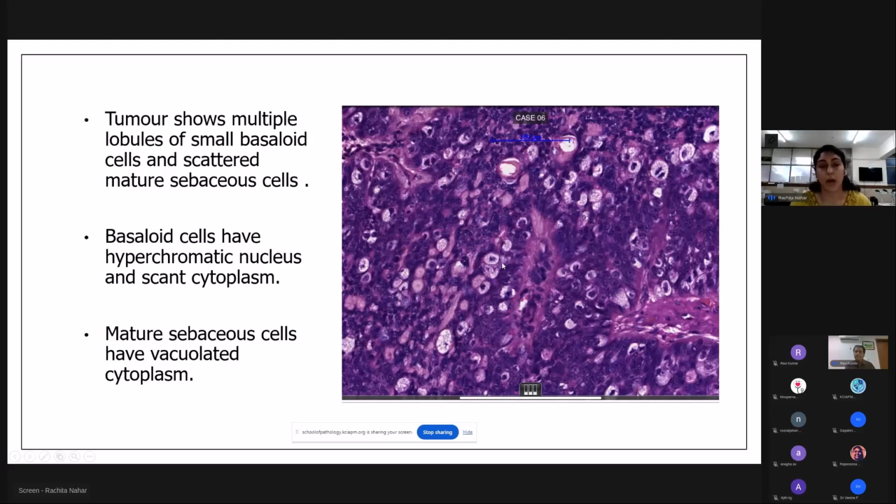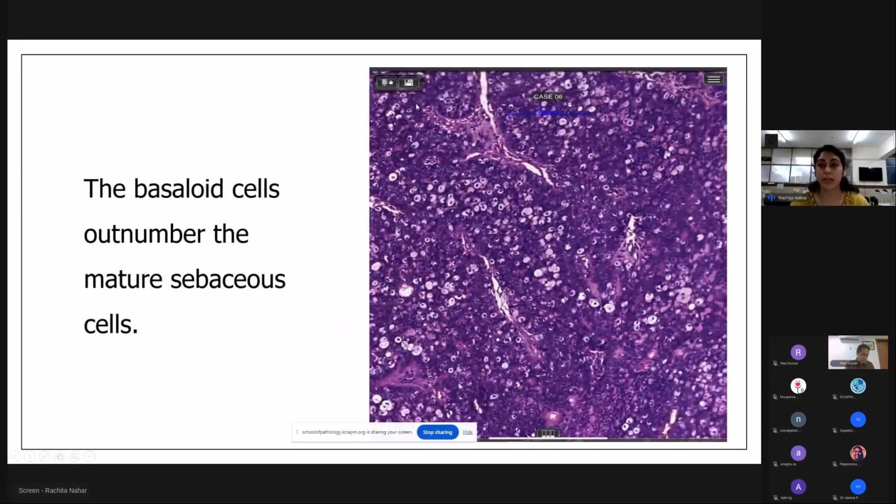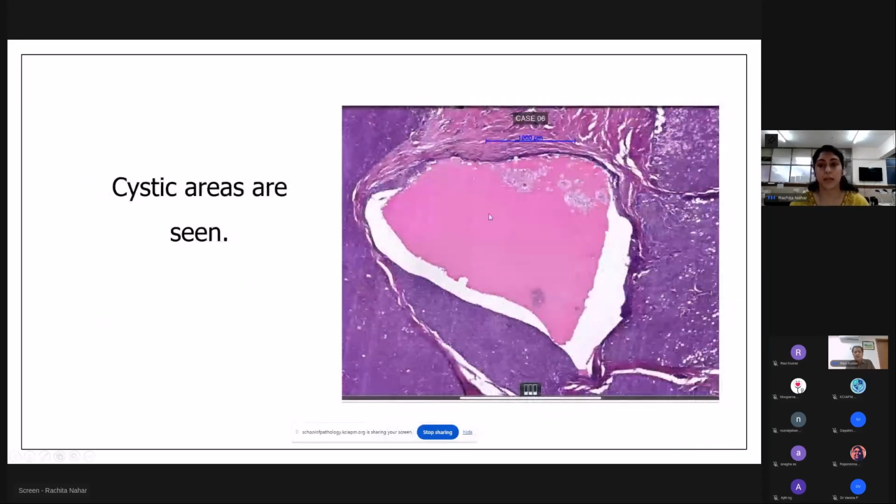Then coming to a higher power, the tumor shows multiple lobules of scattered small basaloid cells and mature sebaceous cells. The basaloid cells have a hyperchromatic nucleus and scant cytoplasm, and the mature cells have a vacuolated cytoplasm. If you just see in this view, the basaloid cells are outnumbering the mature sebaceous cells, which is clearly visible. Some cystic areas are also seen.